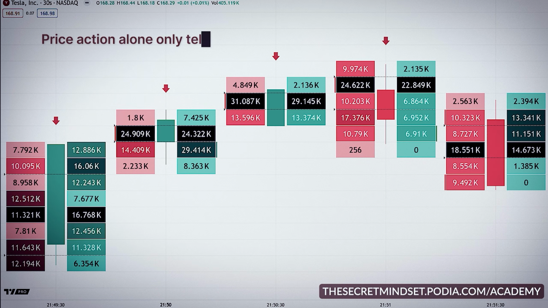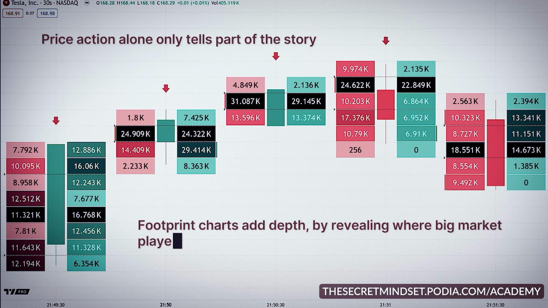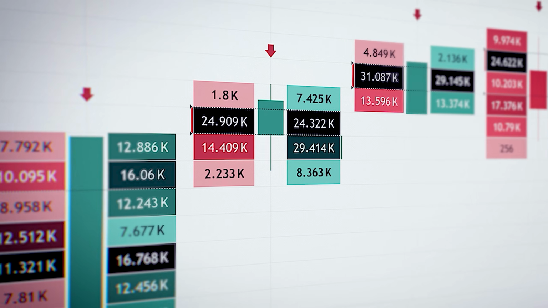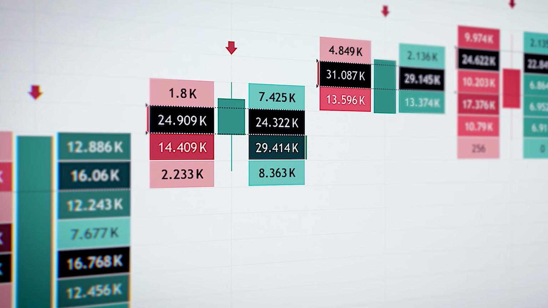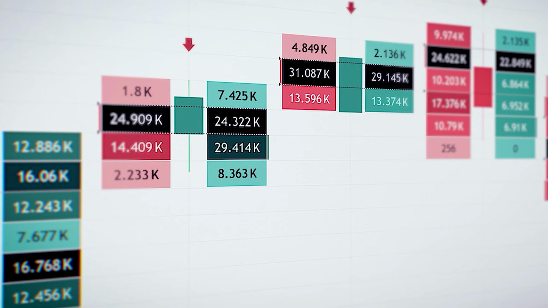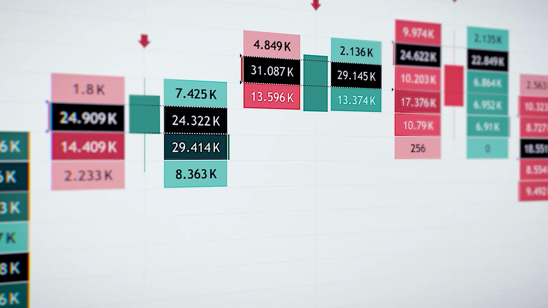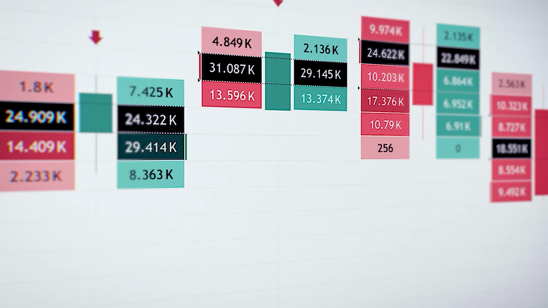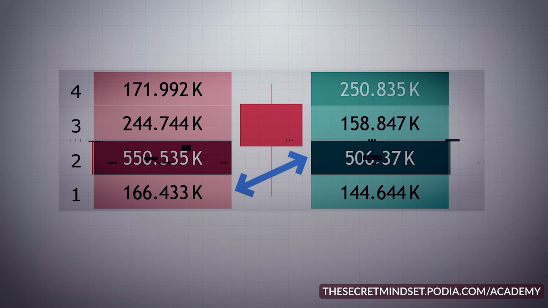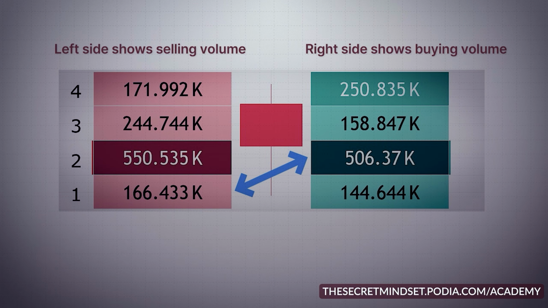While price action alone works well, it only tells part of the story. Footprint charts add depth by revealing if big market players and institutions are actually taking action at these spots. The real magic happens when you mix price action with order flow analysis. This combination takes your trading from basic to professional level. The left side shows selling volume, while the right side shows buying volume at specific price levels.